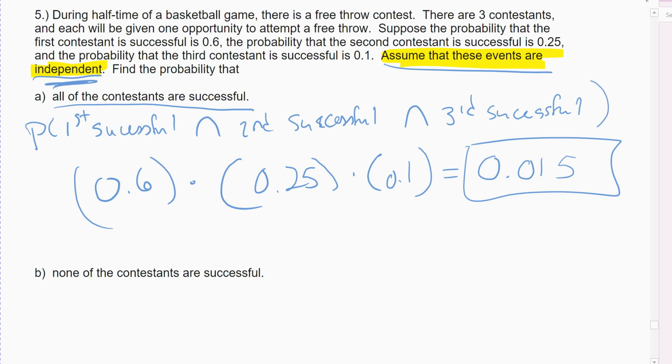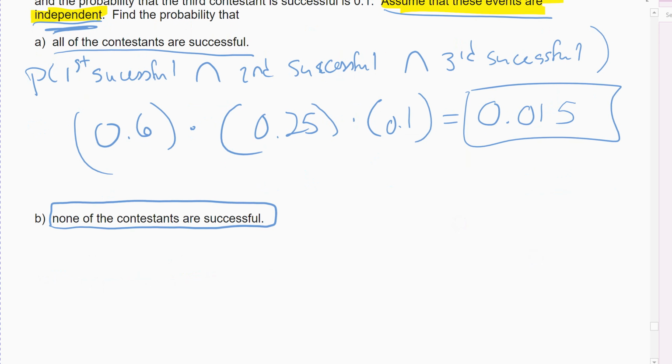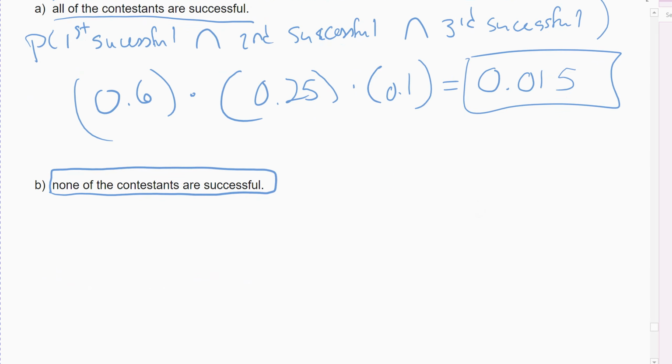All right, the next example is the exact opposite. This is actually the complement to that event, and that's how I'm actually going to solve it. What's the probability none of them are successful? This isn't the complement. The complement's in a second. What's the probability none of them are successful? Let me set it up and then solve it. All right, so none of them are successful, meaning they all fail. I'm going to use that term. They all miss the shot.